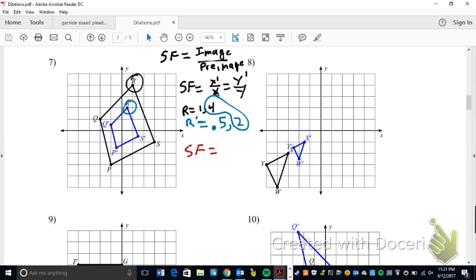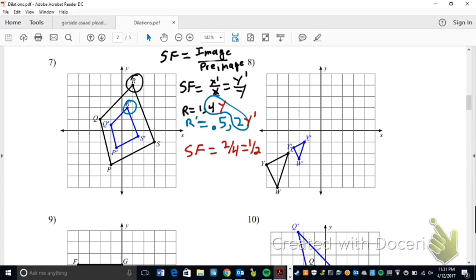So my scale factor, again, I'm looking at y. See how the original, my pre-image, is y. And so when I say y and y prime, what I'm talking about is the y coordinate of my pre-image and the y coordinate of my image. So 2 is y prime, so that gives me 2/4, or 1/2. So my scale factor, or rule, is 1/2.